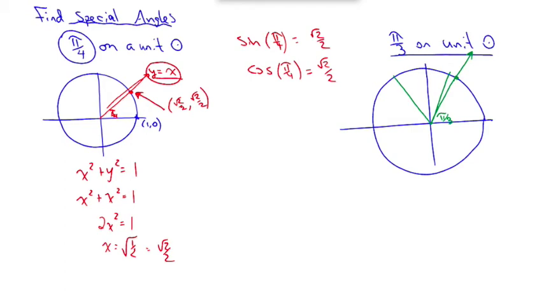So if this point here is a comma b, and this point down here is 1 comma 0, what's the coordinate of that point over there? It's negative A, comma B. Because it's symmetrical. So this would be negative a comma b. So far so good?